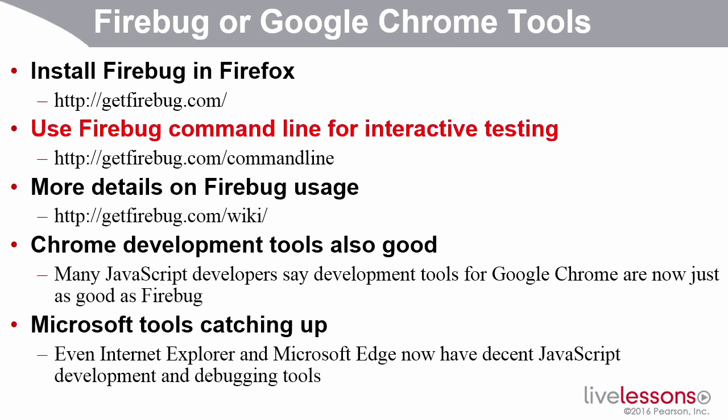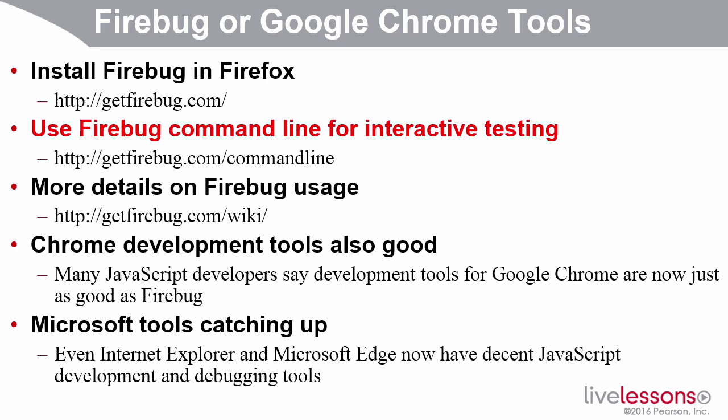Now, surprisingly, even Microsoft is catching up in this regard. Microsoft has long been a laggard in JavaScript, but they've caught up dramatically with Microsoft Edge. And even the latest version of Microsoft Internet Explorer has decent JavaScript development and debugging tools. And I also want to comment that Microsoft Edge has a significantly faster JavaScript engine. So not only is Microsoft catching up in the developer tools, but they're catching up in JavaScript performance as well.